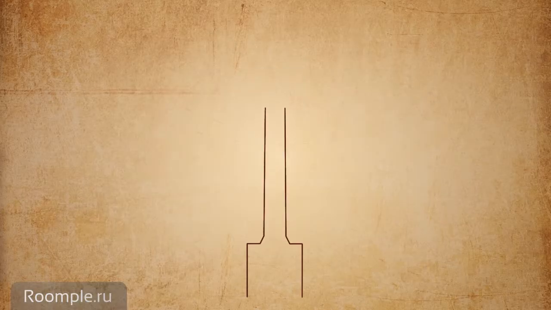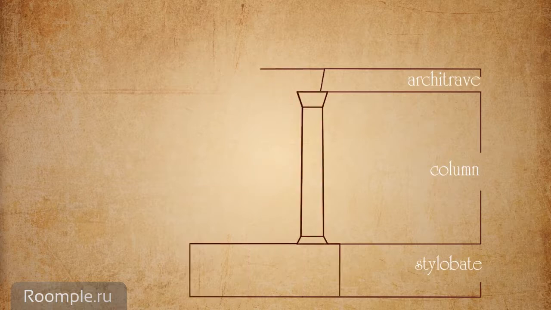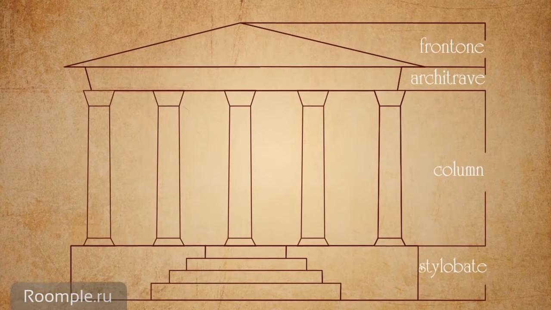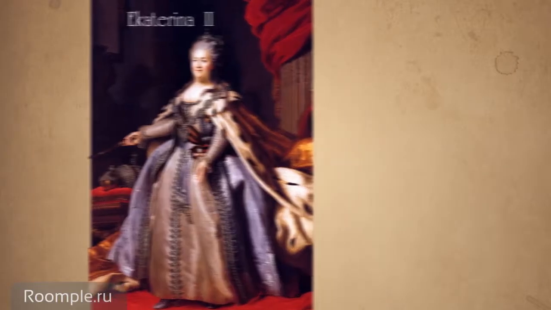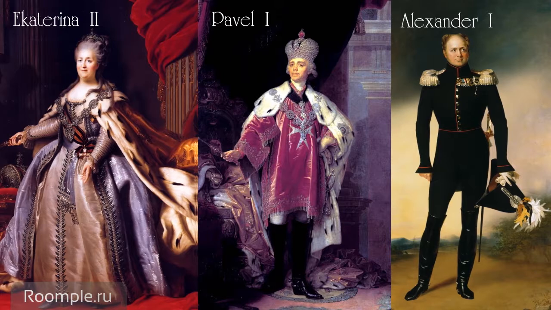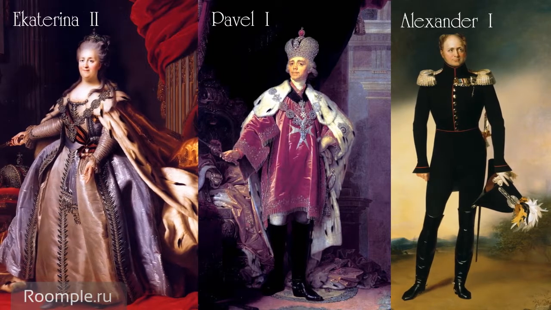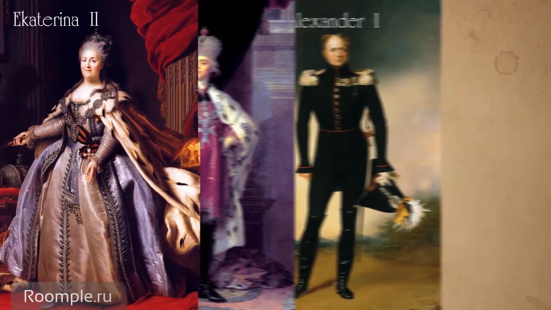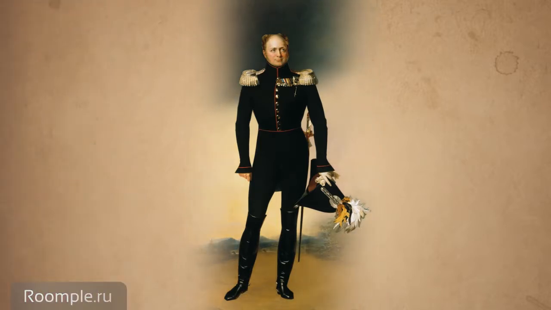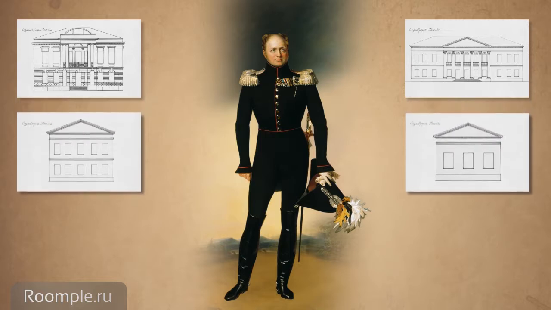Typical elements of the classic order are architrave, column, stylobate, and fronton of the triangle shape. Classic style is developed by defined principles. Even Russian czars such as Catherine II, Paul, and especially Alexander, were anxious about the spreading of this style, and they worried about architects and builders who were following these rules.